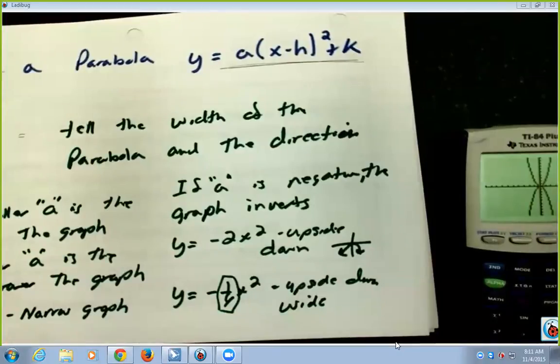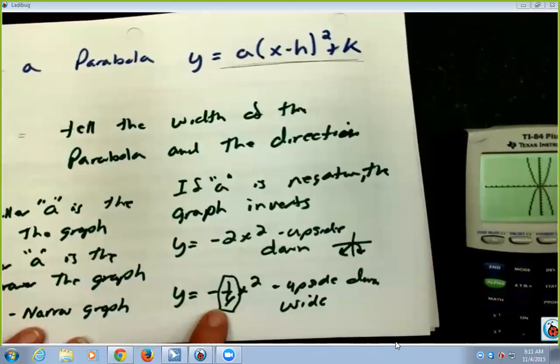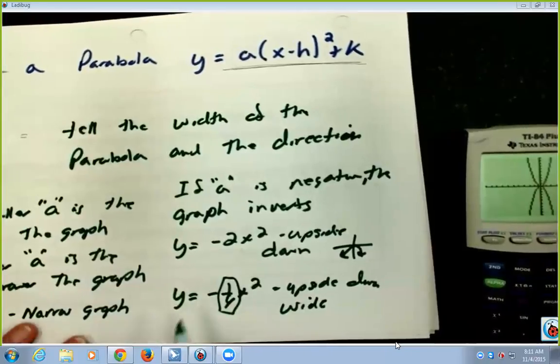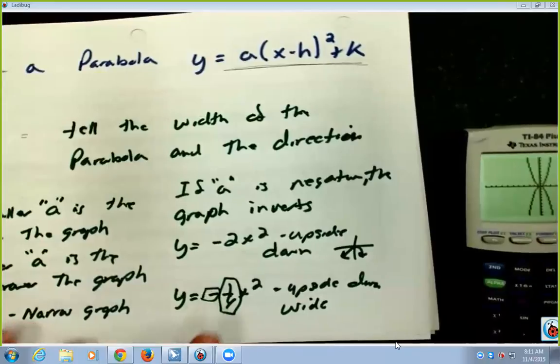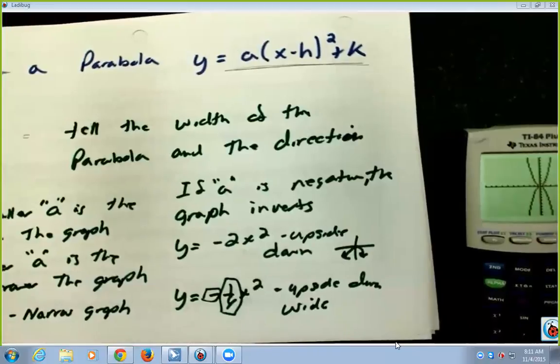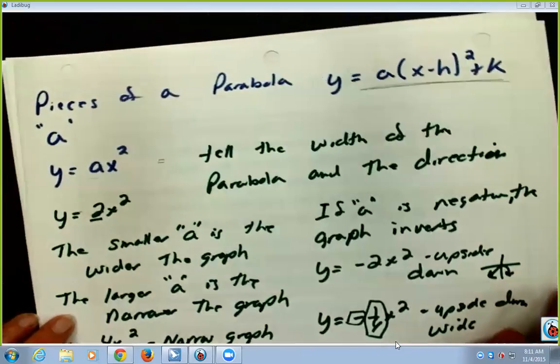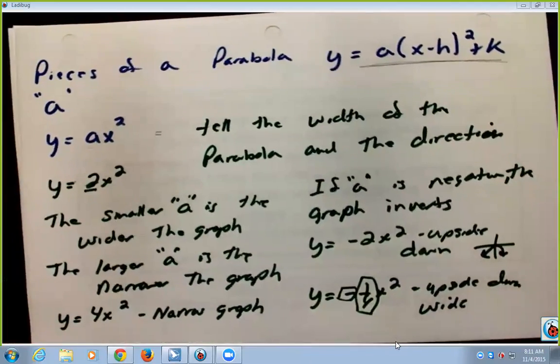In Hawks, it'll ask you to compare. It might give you this piece, and they might give you another number to compare to it. And they might say, what if A were 2? Is this graph narrower or wider than that? So we would have to say it's wider when you start looking at that. So this negative out front told me that it was going to go upside down. The 1/4 told me that it was going to be wide. Okay? So we good with A's, you think? So again, that's what your A is going to tell you about what your graph is doing when you work with those.